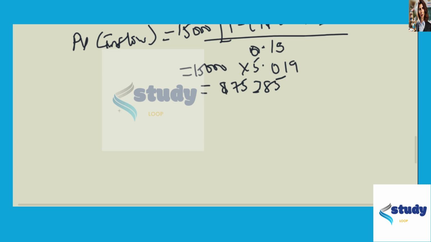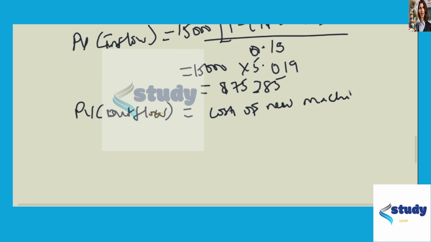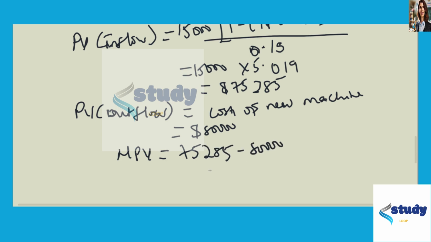75,285. Now the present value of outflow is equal to the cost of the new machine, and this is equal to 80,000. Now the NPV will be the difference, 75,285 minus 80,000, and we can see it's a negative 4,715. So it is negative. So moving on to the next question.